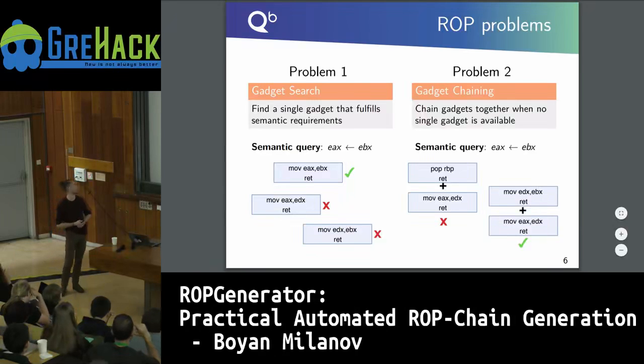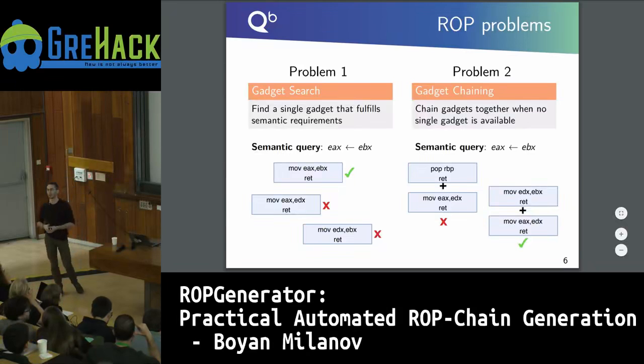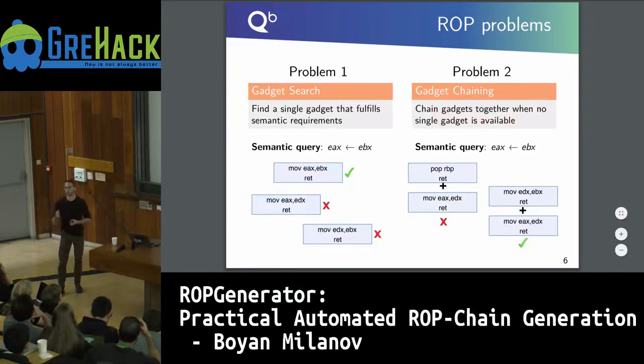It's the first problem. The second problem is gadget chaining, and it corresponds to the case where you don't have a single gadget that can do what you want. So you will have to execute several gadgets in order to emulate the operation that you want to do. For example, if you want to put EBX into EAX, you might use a gadget that first moves EBX into EDX, and then another gadget that moves EDX into EAX.